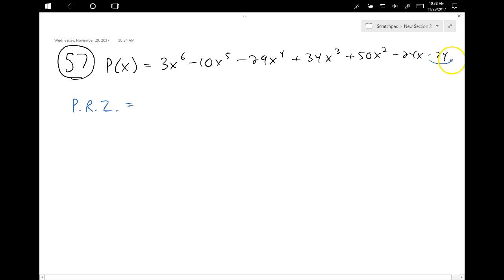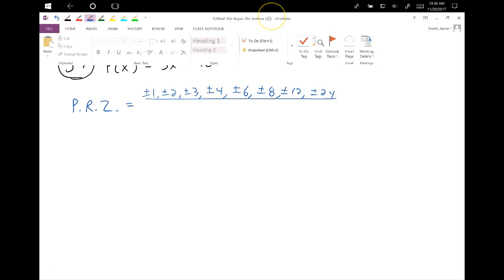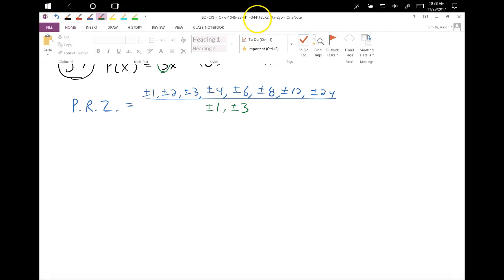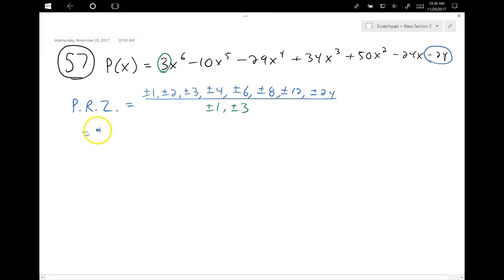So we look at all the factors of the last term, 24, so that would be 1, 2, 3, 4, 6, 8, 12, and 24. Those are all the numbers that go into the last term, over all the factors of the first coefficient, 3: 1 and 3. Now, if I do every possible pairing here, I've got a lot. 1, 2, 3, 4, 6, 8, 12, 24. That's if the denominator is 1.